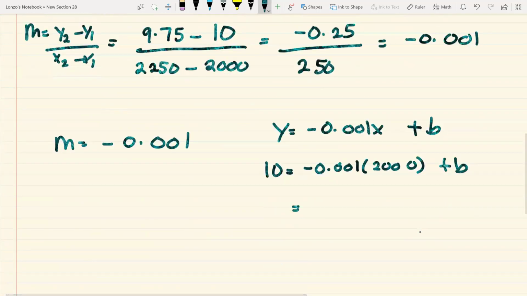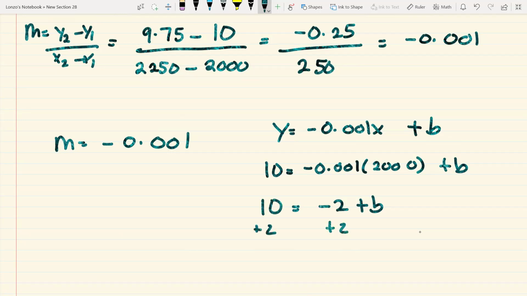Okay, so what's 2000 times negative 0.001? Let me put that in the calculator. That is exactly negative 2. Okay, and then to solve for b, I'm going to add 2, and I get b equals 12.